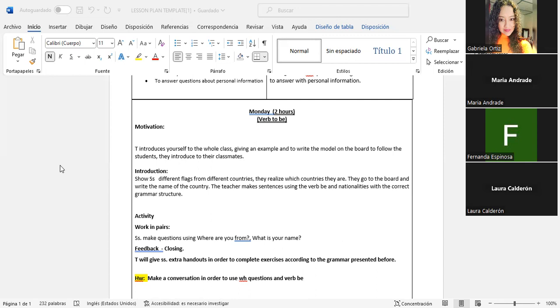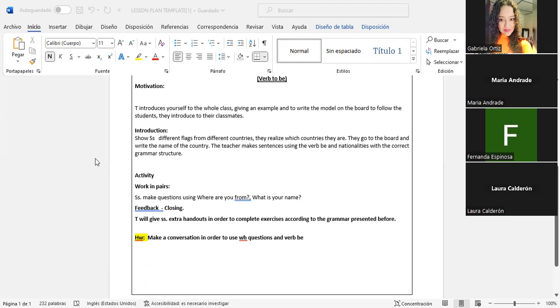The teacher makes sentences using the verb be and nationalities with the correct grammar structure. The teacher writes the sentence on the board, explaining the subject, verb, complement, the order that the sentence needs to have. The activity, the working period, is that the students make questions like where are you from, what's your name, in order to apply the verb be.